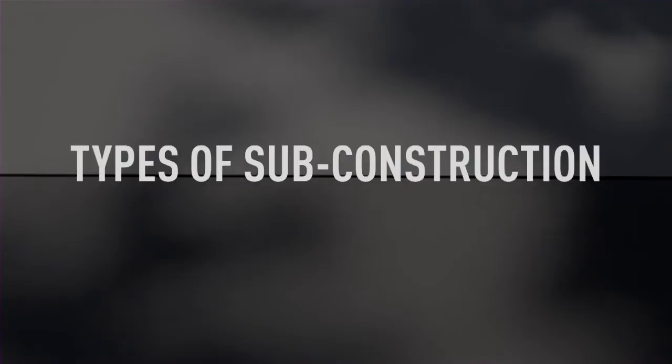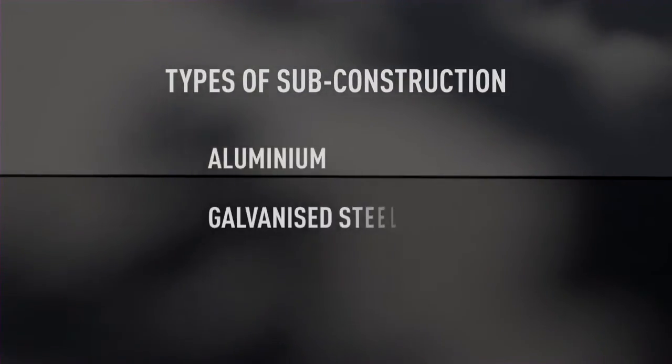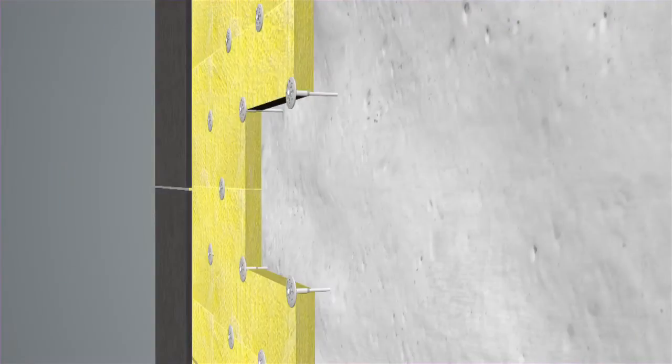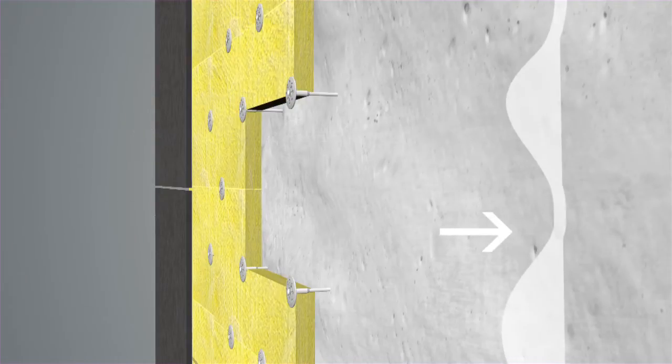Today, 3 types of subconstruction material are commonly used to carry our panels: These are aluminium, galvanized steel, or timber battens. Our panels are strong yet light, which reduces the amount of subconstruction needed. This gives us an advantage over some of our competitors. The position of the panel is determined by adding the thickness of insulation to the cavity width and allowing a little extra as a tolerance for uneven walls.